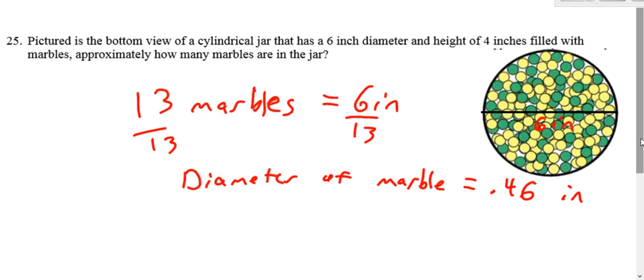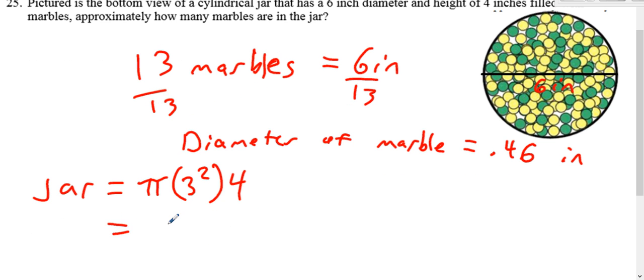So there's a couple ways you could go about this. You could figure out the volume of the entire cylinder, which will be pi r squared times h. So the radius is 3 times the height is 4. And you get that the jar has a total volume of 113.04 cubic inches.